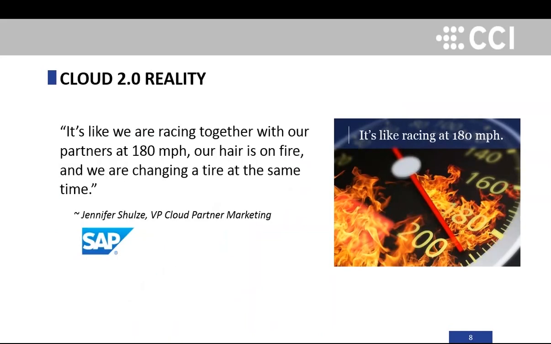But in reality, Cloud 2.0, what is it? Well, I'm going to tee up a couple of comments from a bunch of folks that Richard and I talked to, and then I'm going to turn it over to Richard and let him take it down the path of his definition of 2.0. I think this slide sums it up really well. Jennifer Schulte over at SAP, I thought just had a great comment. Yeah, she said it's like racing together with our partners at 180 miles an hour, with our hair on fire, and at the same time we're trying to change a tire.